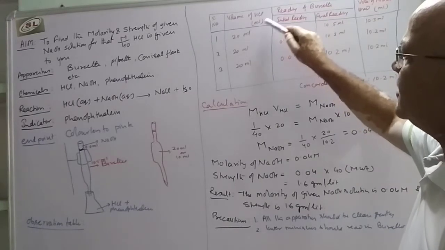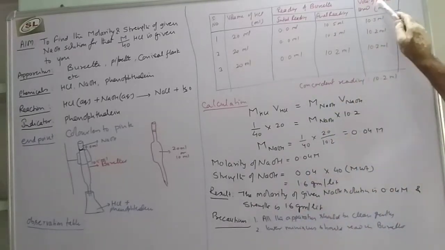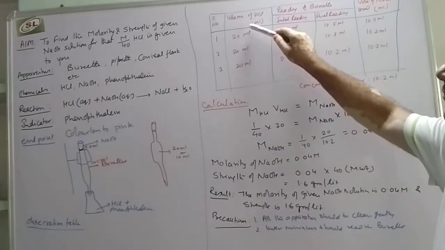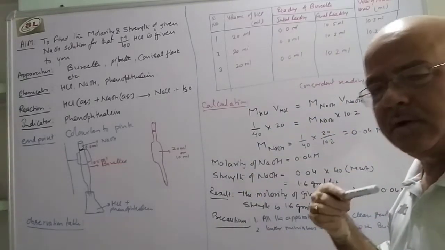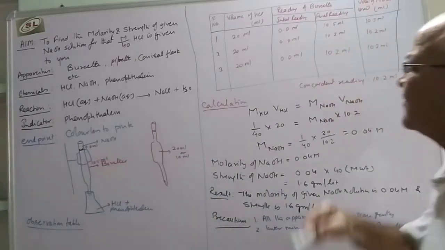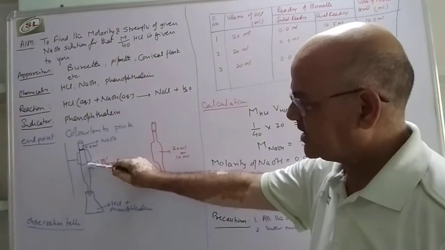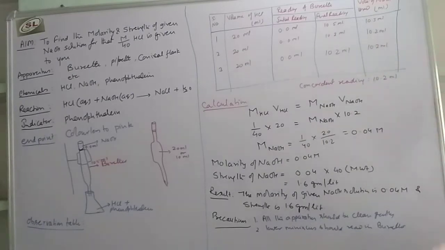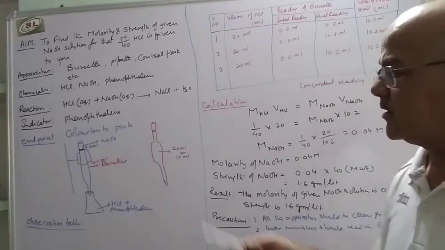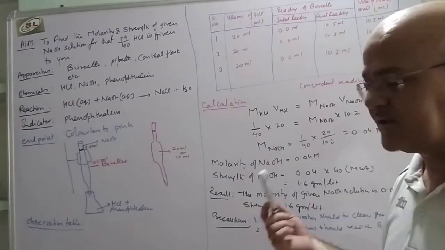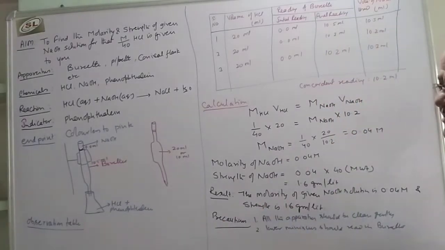Here are the volume of the HCl, the initial and final readings of the burette, and this is the volume of NaOH used. We have taken 20 ml HCl with the help of a pipette, or we can also measure the HCl with another burette. The final reading of the burette comes 10.5, from 0 to 10.5. Once again we will throw that solution away and pipette out the HCl again. Phenolphthalein will be added.